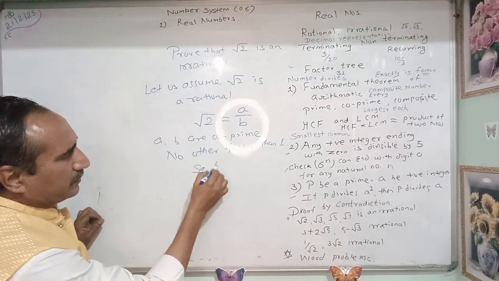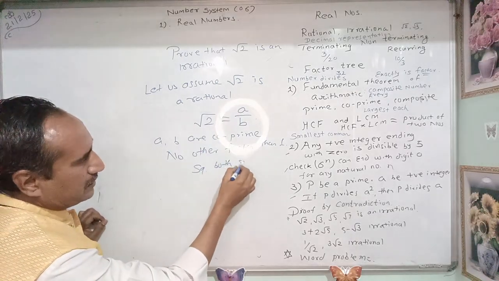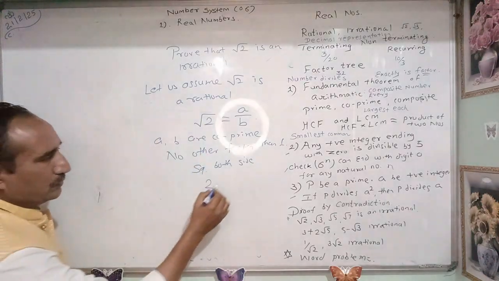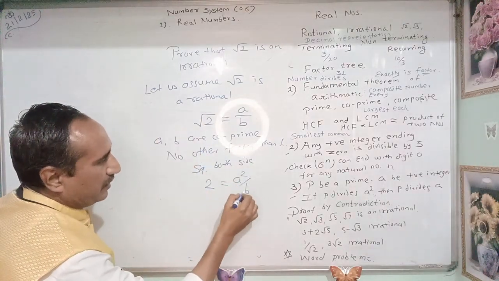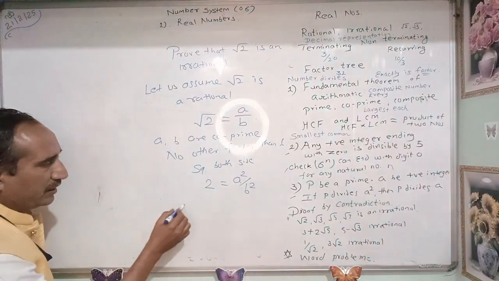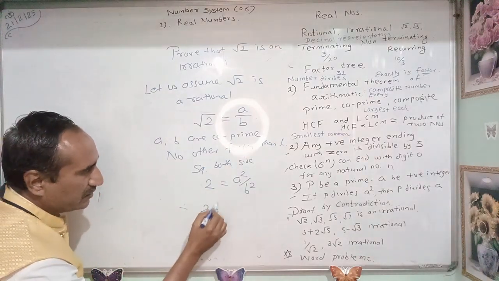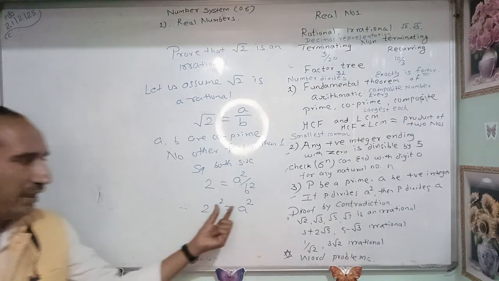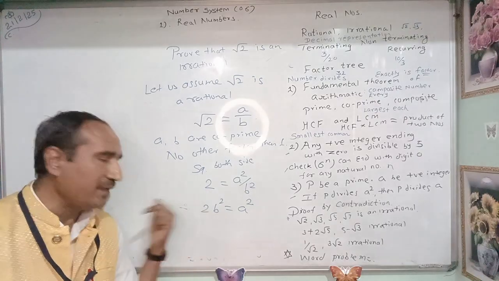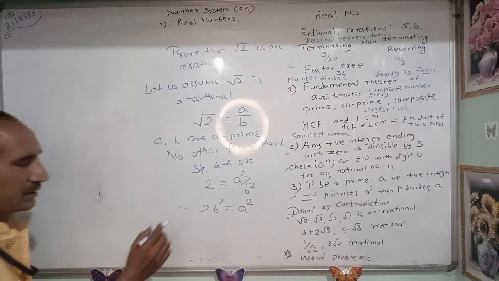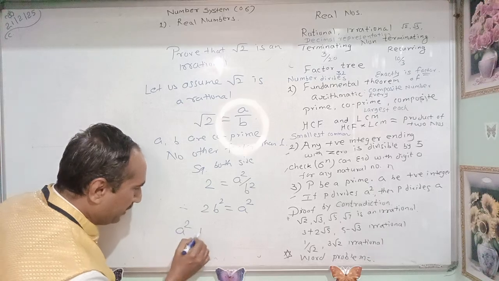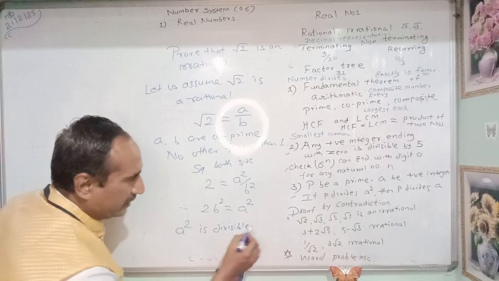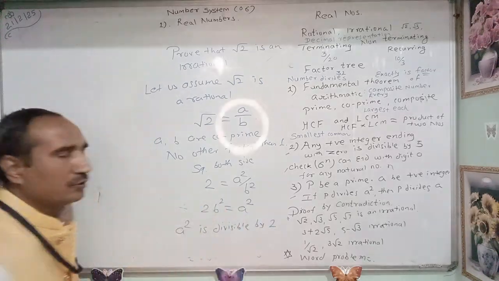Squaring both sides. If we take the square of both sides, it becomes 2 equals A square upon B square. If we rearrange this, 2B square is equal to A square. Now A square is a product of 2 and B square. It means A square is divisible by 2.